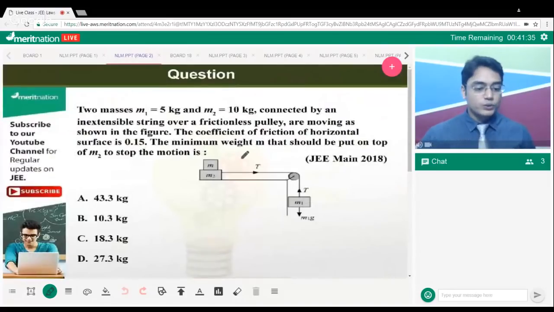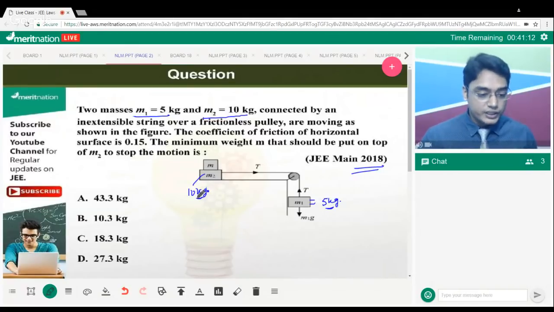Yes. So guys, this is a question of JEE Main 2018. In this question, it is given that two masses, M1 is equal to 5 kg, right? And M2 is 10 kg. They are connected by an inextensible string over a frictionless pulley and are moving as shown in the figure. So it is given that it is moving, right?